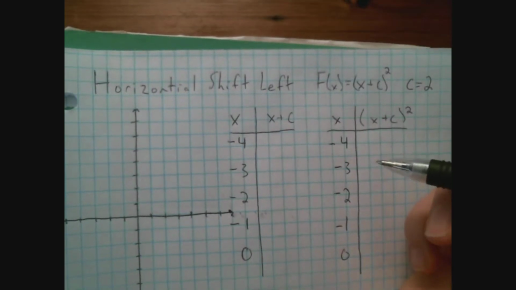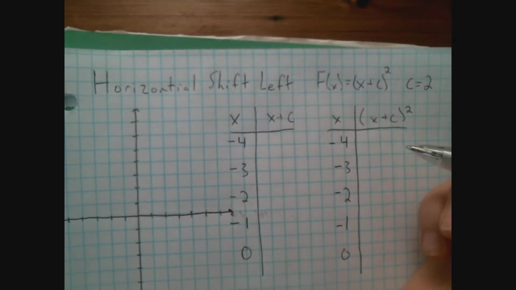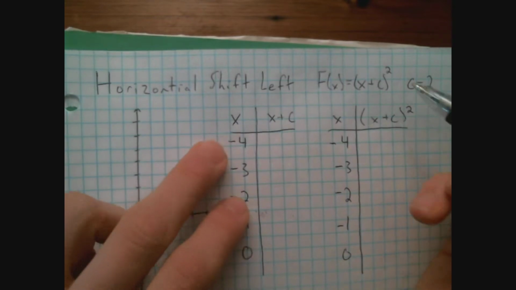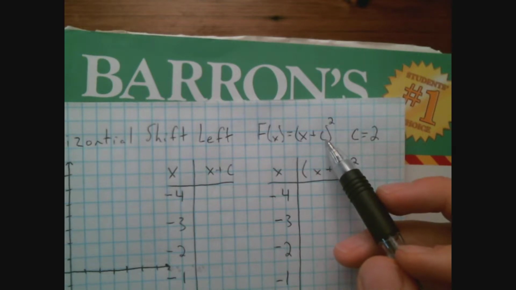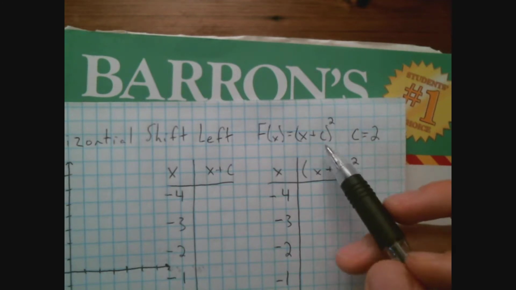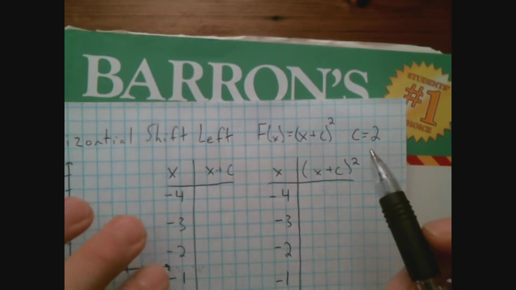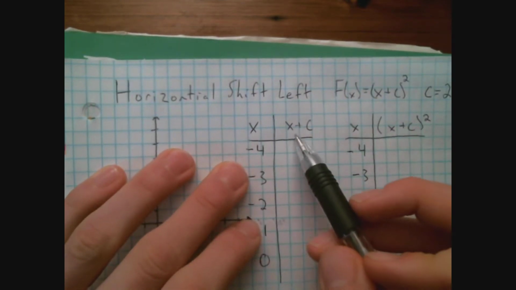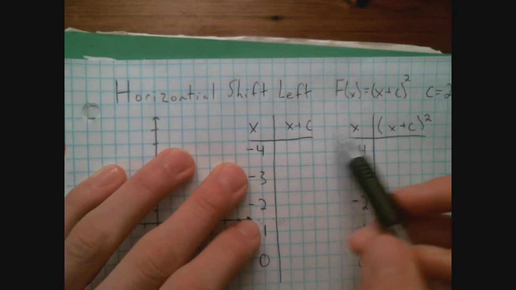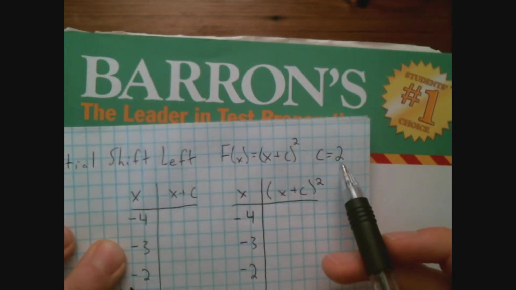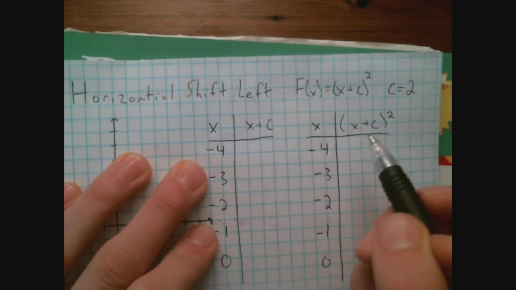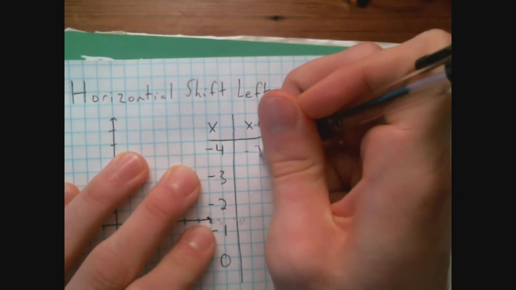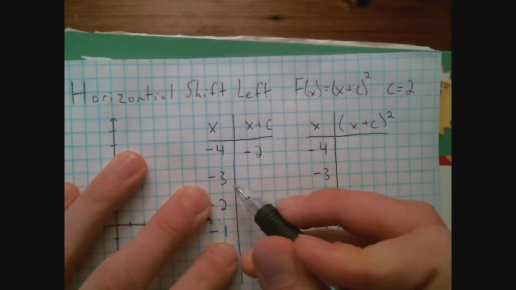Okay, so now we're going to do the horizontal shift to the left. So here I wrote the function to shift a graph to the left as (x plus c) squared. And remember those parentheses because those are important. So for our first xy chart, we're just going to add my c, which I named 2, though it could be any number, to my x value, x plus c. So negative 4 plus 2 is negative 2. Negative 3 plus 2 is negative 1.